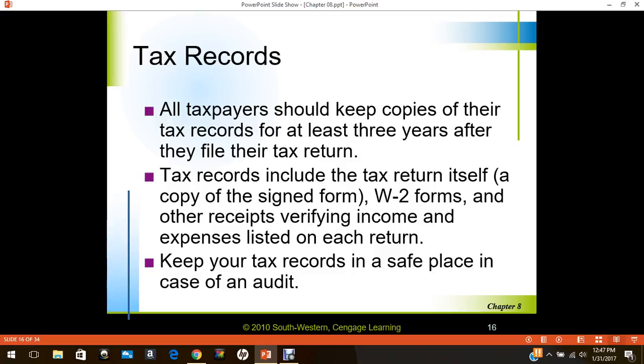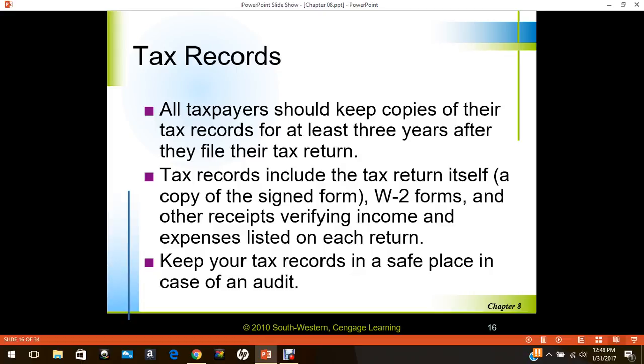Now, it's also important that you keep a copy of your tax records. You want to make sure that you keep them for at least 3 years after you file your tax return. Tax records include the return itself, which is a copy of the signed form, your W-2s, and other receipts that verify income and expenses that you list on your return. Also, by keeping tax records, if you have to have an audit performed, you can make that process easier by having all of those documents in a good location.